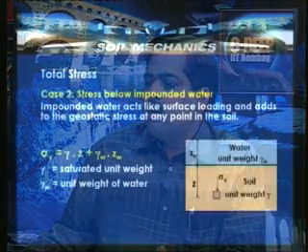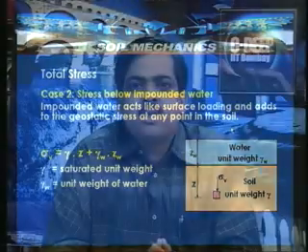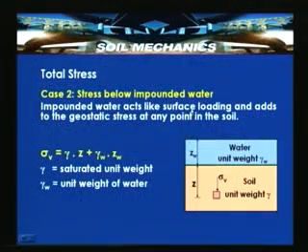a stress below an impounded water. The soil mass is homogeneous, but an impounded water is acting on the soil mass. Impounded water acts like surface loading and adds to the geostatic stress at any point in the soil. This can result, for example, in lakes or river beds, if a 5 meter water level exists above the ground surface, then that can act as a total stress at a certain depth below the river bed.